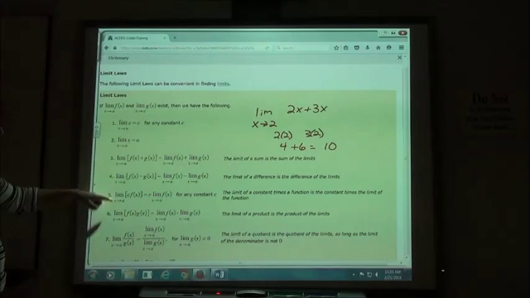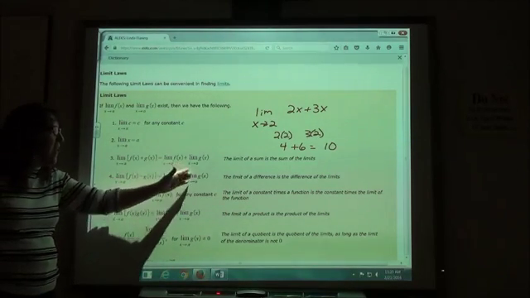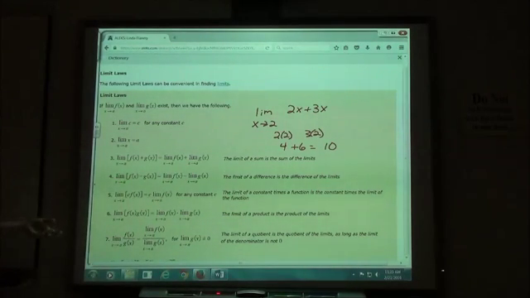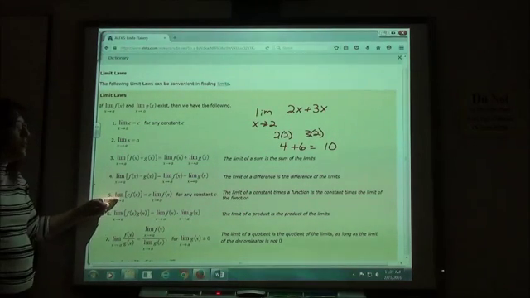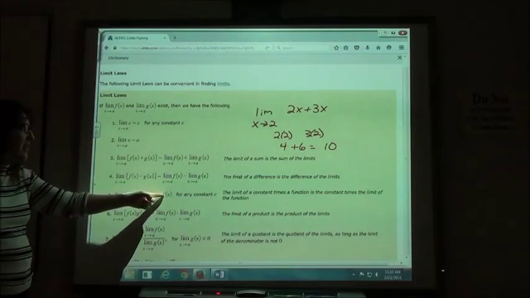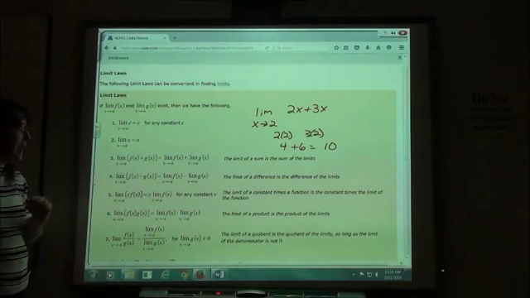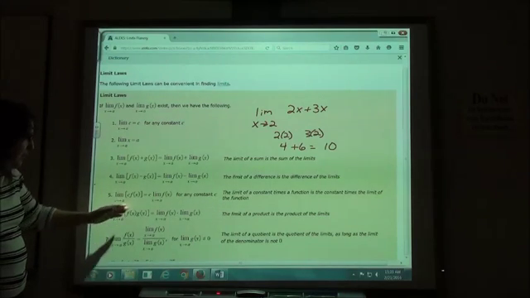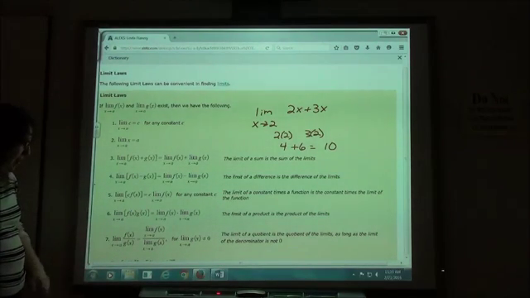Same thing with number 4. If I'm subtracting, I can find the limit of each part and subtract them, and that's going to give me my answer. Number 5 is if it's multiplied by something. So same kind of thing. I would find the limit of it, and then I'd multiply it by some value, if the two things are multiplied together.